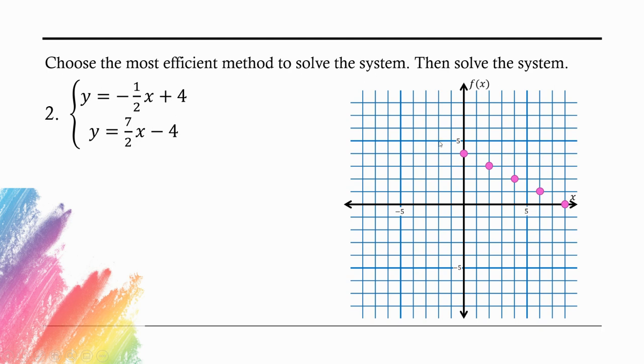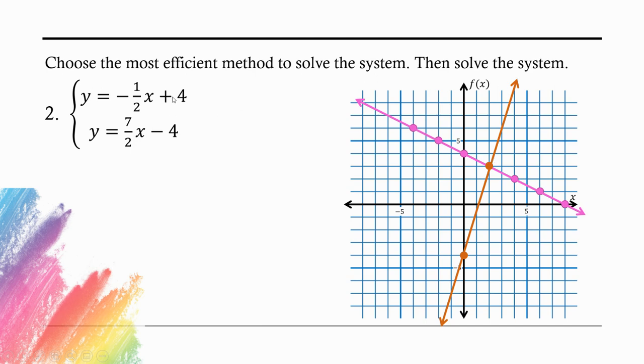I'm also going to go up 1, left 2, and then make sure you connect your points with a straight edge. And then graphing this second equation, the y-intercept is 0, negative 4. So we'll go here. From there, we would go up 7 and over 2 and connect them with a straight edge.